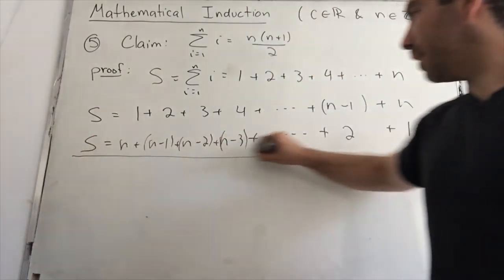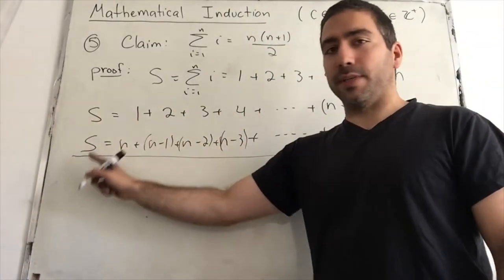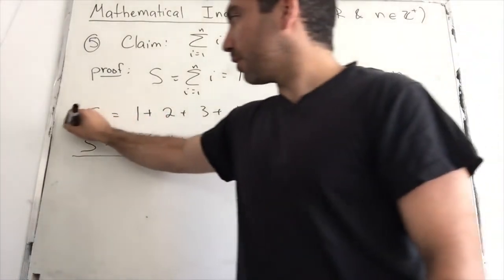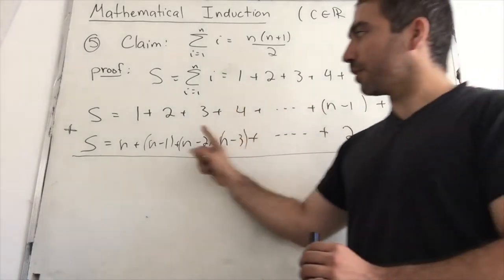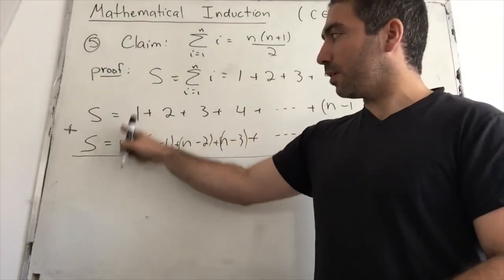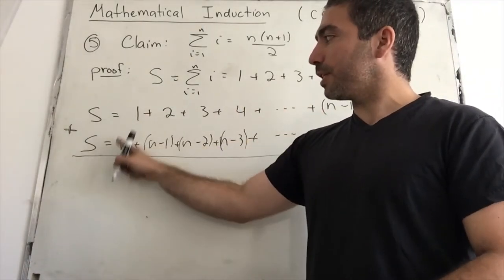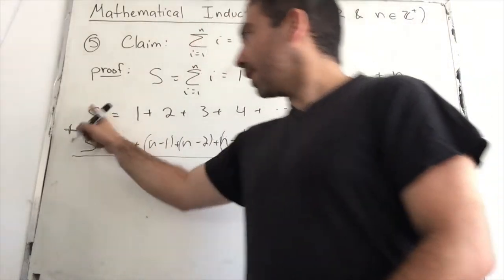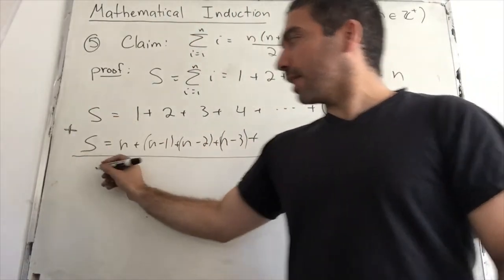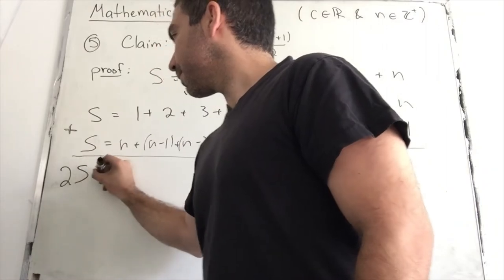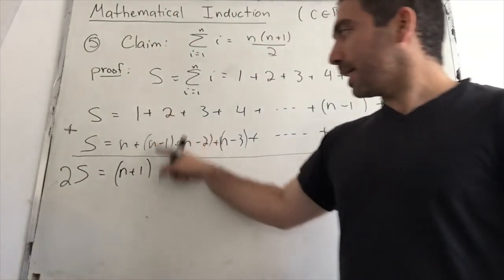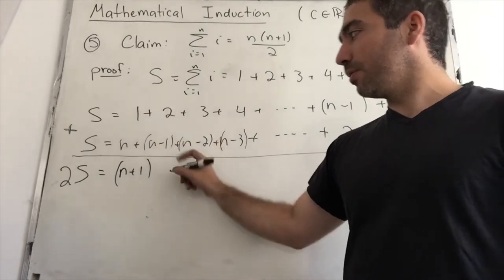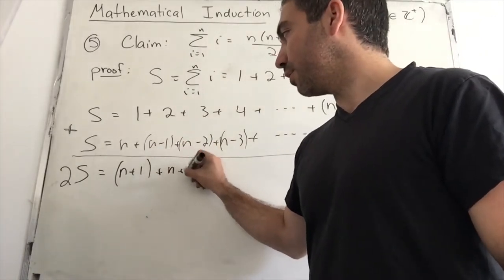So now what we do is we sum both of these. We add both equations, and we're going to add them vertically. So on the left hand side of the equation we have S plus S, that gives us 2S. The first term is 1 plus n, so we get n plus 1. The second term we have n minus 1 plus 2, which is again n plus 1.